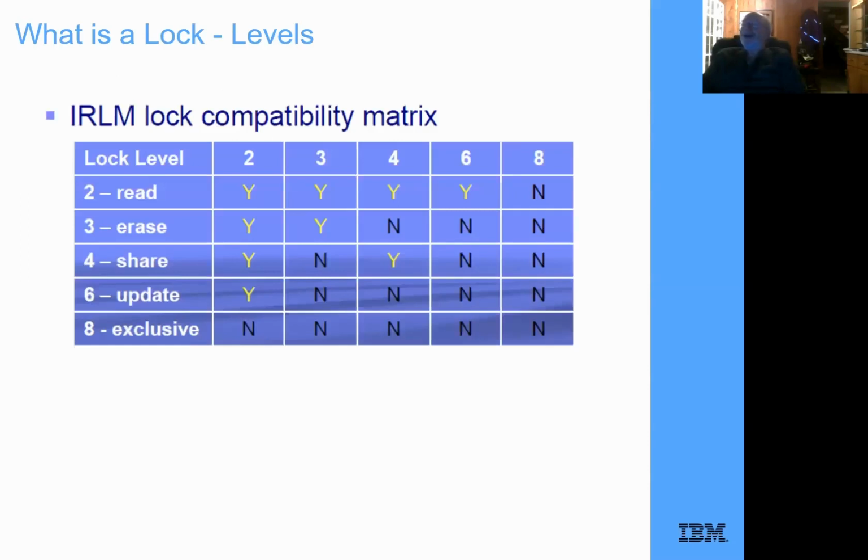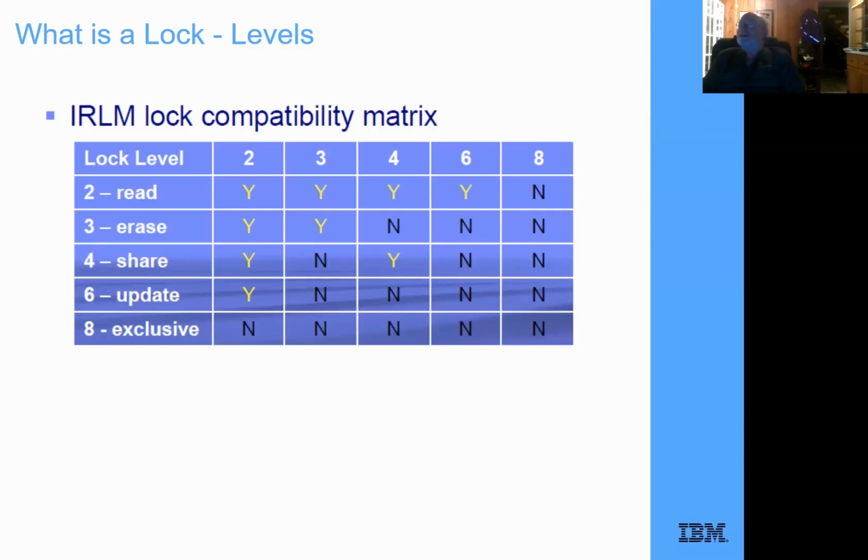And associated with a lock is a level. That's part of the request when the request is made. And both IRLM and PI implement levels. It's not as simple as just share and exclusive. Here's a matrix that shows it. Lock level 2, for example, read is compatible with erase and with share and with update, but is not compatible with exclusive, as you might expect. Erase is compatible with erase and with read, etc. You can see how it works.